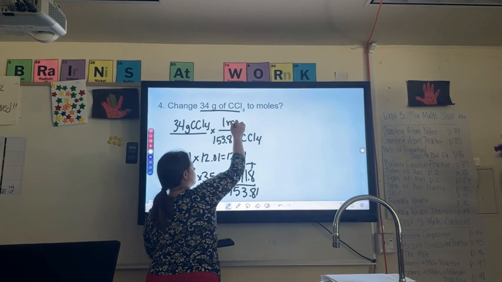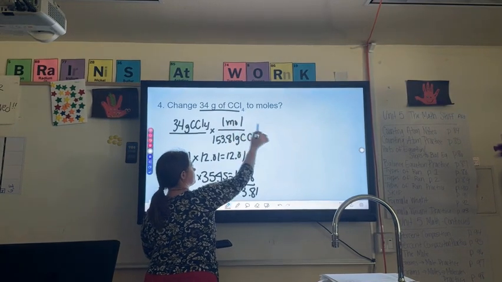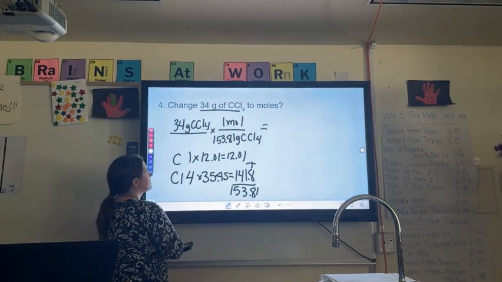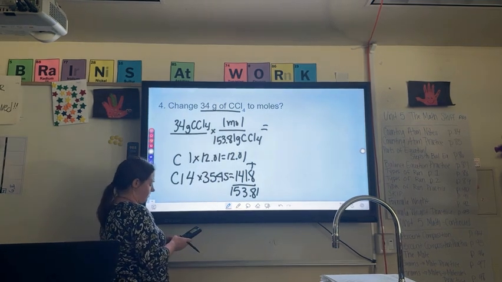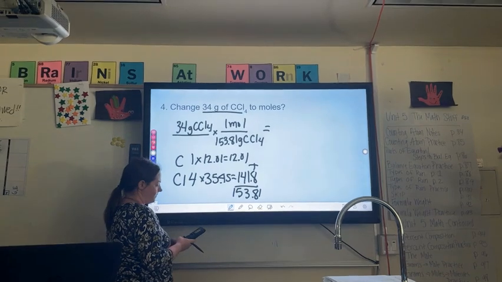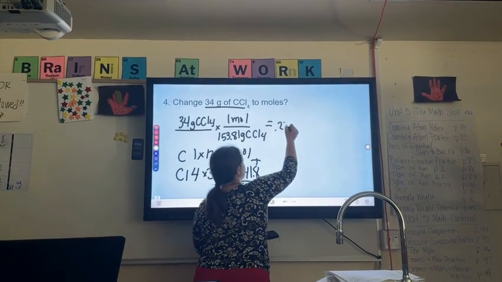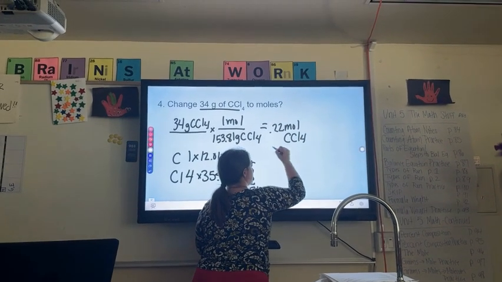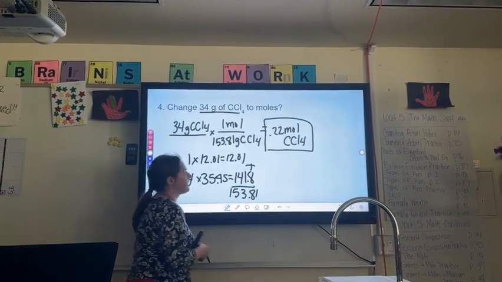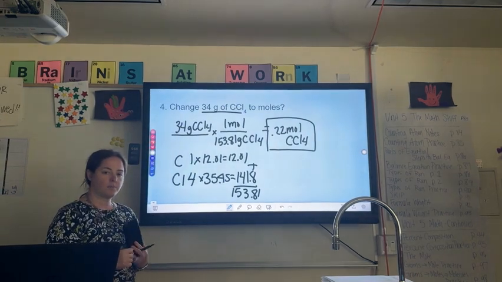We can plug that in. And that is equal to 1 mole because the formula weight is always equal to 1 mole. So now we can solve 34 times 1 divided by 153.81, and we get 0.22 moles of CCl4. Take a minute to see if yours matches mine, and we're going to do one more problem together.